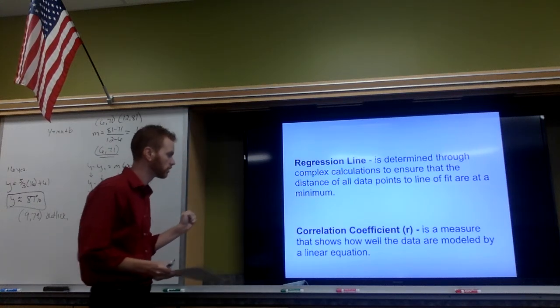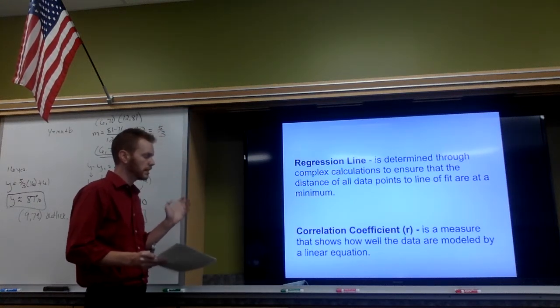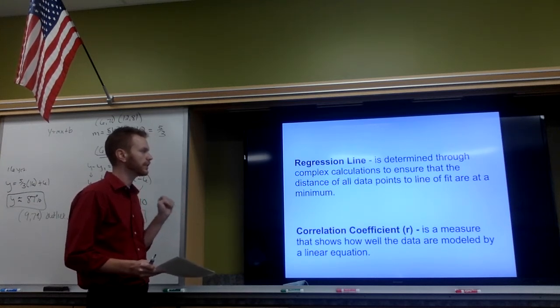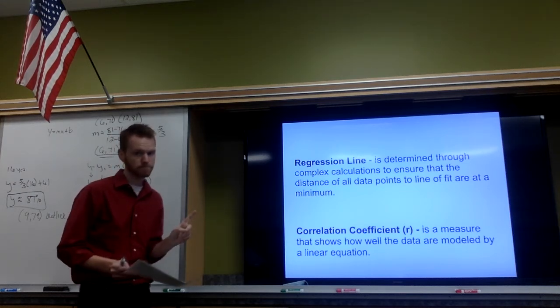The R value, correlation coefficient. So stay tuned for that. But for right now, a regression line is determined through complex calculations to ensure that the distance of all data points to the line of fit is a minimum.